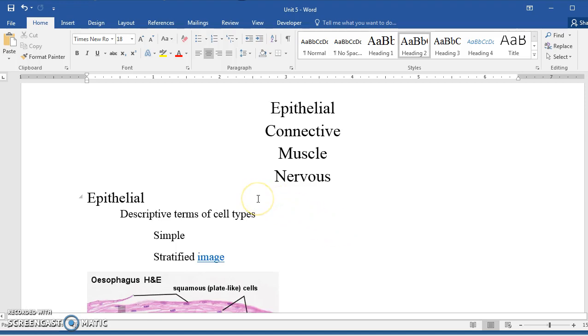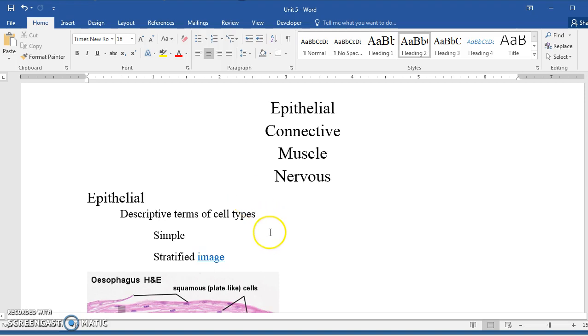With epithelial tissue, you want to think of it as covering body surfaces, both inner and outer body surfaces and organs. It covers the skin, which is the largest organ of the body. It covers our internal organs, heart, lungs, liver, spleen, the digestive system, inside and out, covered with epithelial cells. From mouth to anus, epithelial cells. So there's a lot of epithelial tissue in the body.